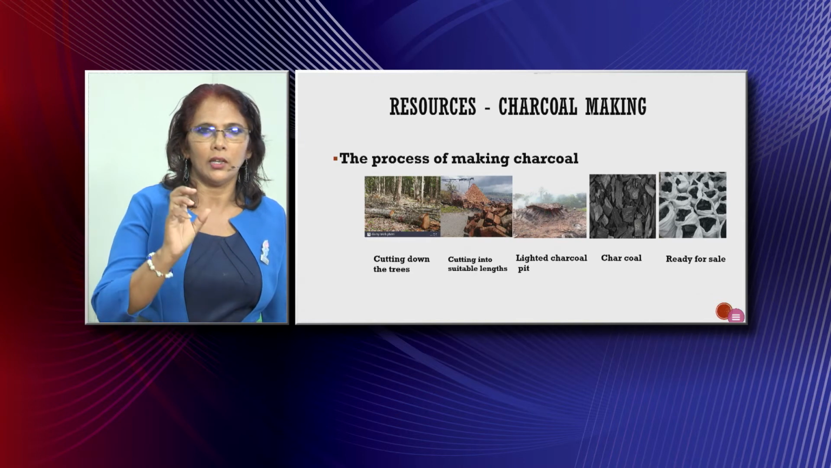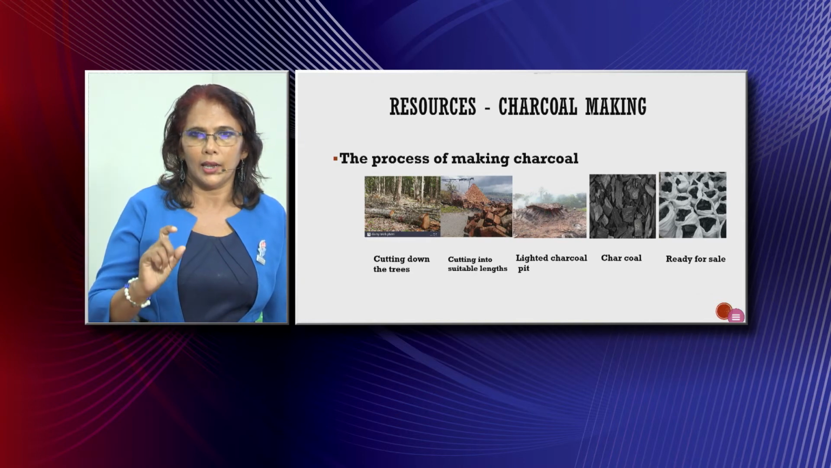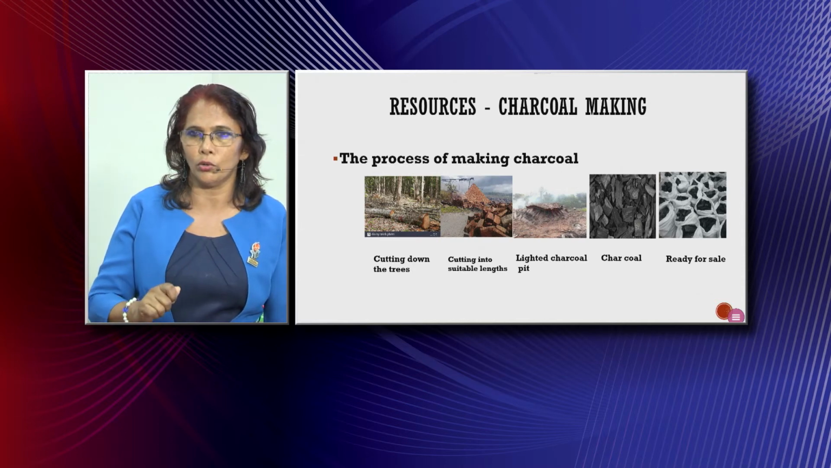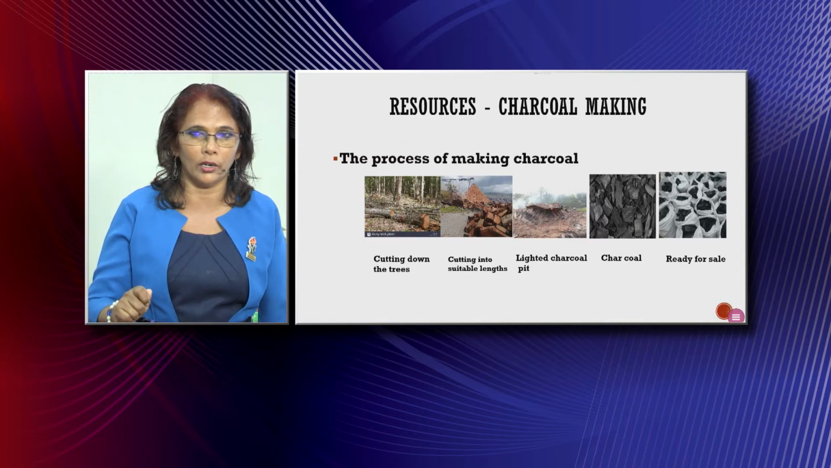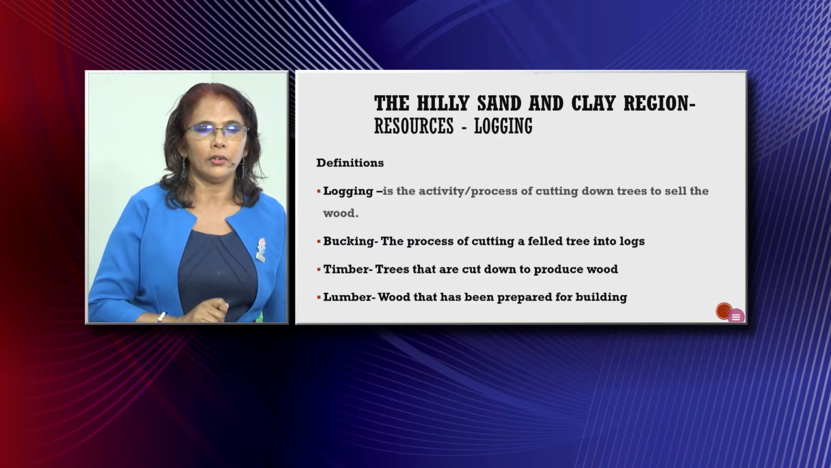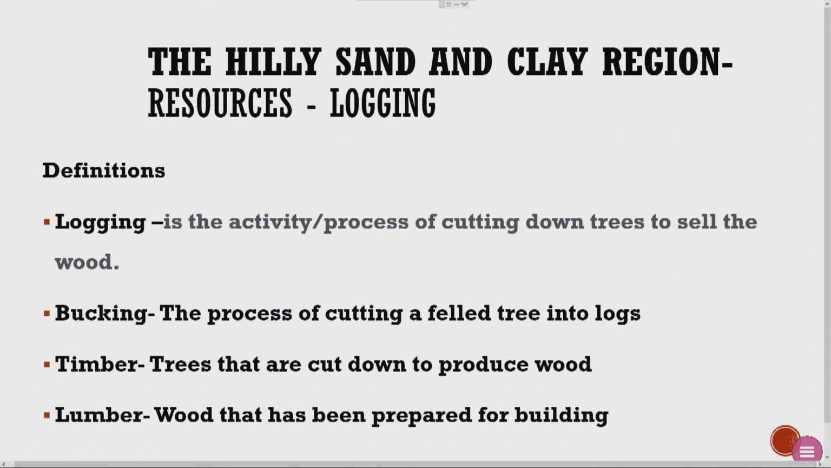Cutting down the trees, cutting into suitable lengths, lighted charcoal pit, where the wood would burn, then we have the charcoal, and then it's ready for sale or market. Resources, logging. We have some definitions here. Logging is the activity or process of cutting down trees to sell the wood. Bucking, the process of cutting a felled tree into logs. Timber, trees that are cut down to produce wood. Lumber, wood that has been prepared for building.